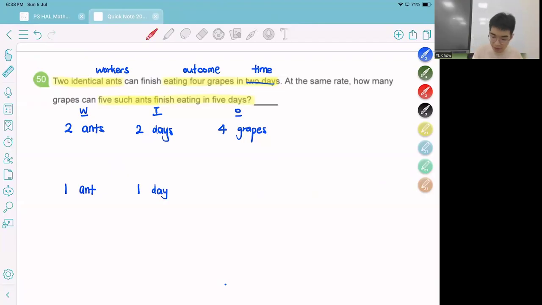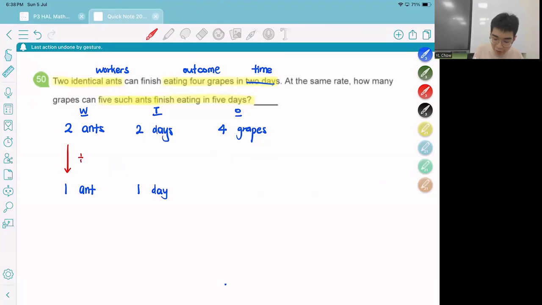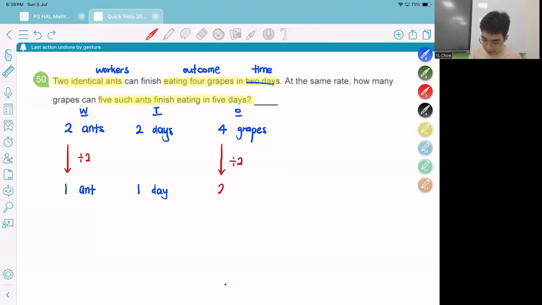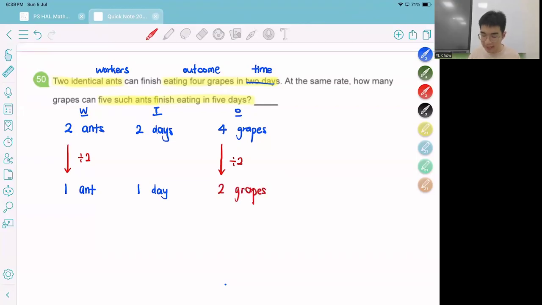Now, let's take a look. 2 ants to 1 ant. Okay, 2 ants to 1 ant. That is half the amount of workforce, so I divide by 2. If I divide the workforce by 2, then the outcome I will also divide by 2, which will be 2 grapes. But this is without changing the time, by the way. If I divide the worker by 2, my outcome will also be divided by 2. Half the amount of worker in the same time must do half the amount of work.